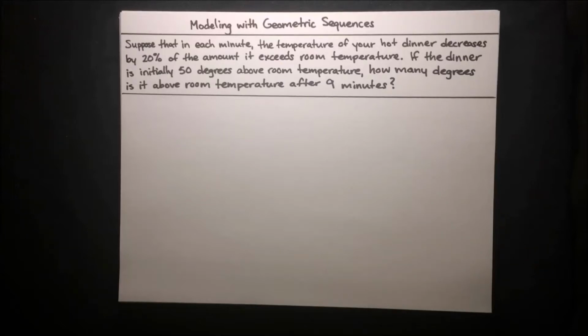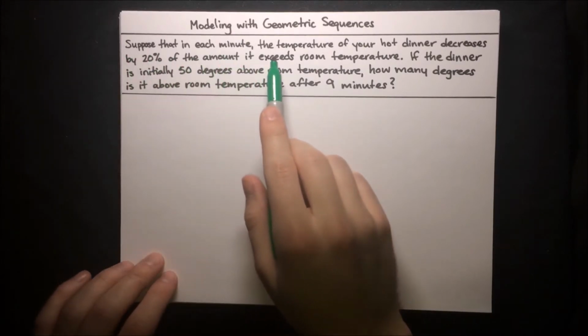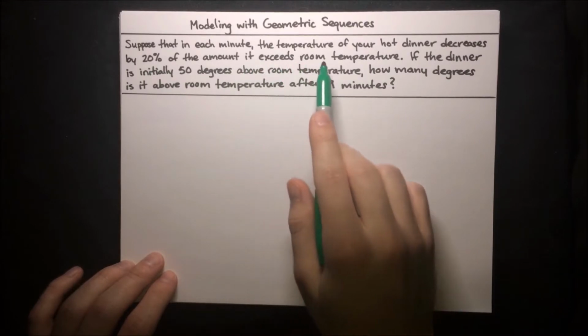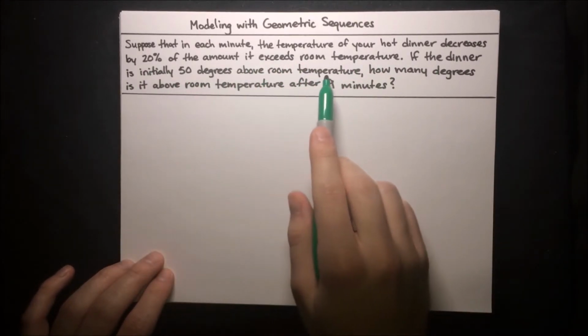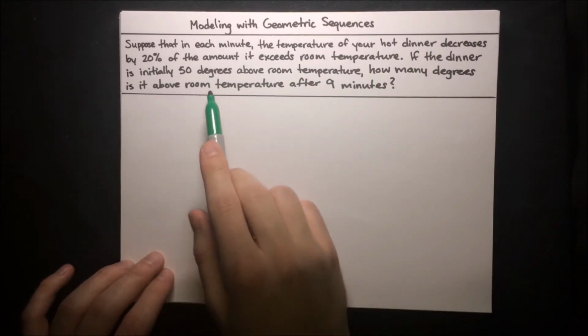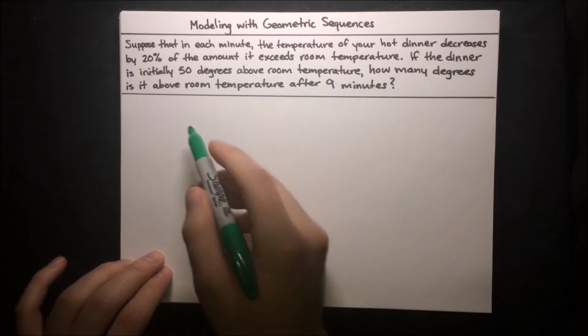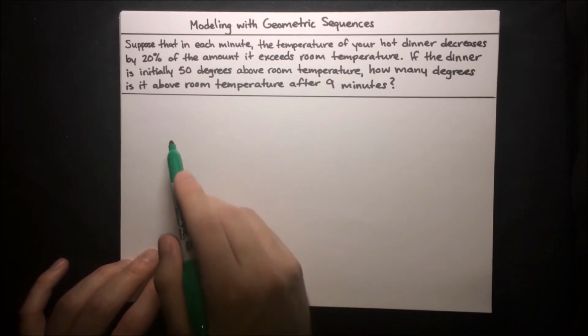In this video, I'm going to show you how to model with geometric sequences. So here's our first problem. Suppose that in each minute, the temperature of your hot dinner decreases by 20% of the amount it exceeds room temperature. If the dinner is initially 50 degrees above room temperature, how many degrees is it above room temperature after 9 minutes? Okay, so why don't we just draw out the first few minutes to organize our information and get a sense of what this problem is asking.